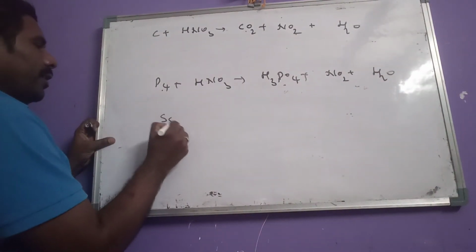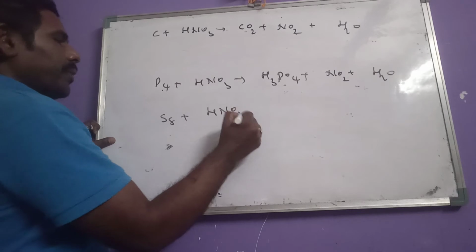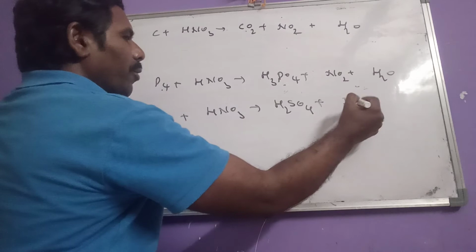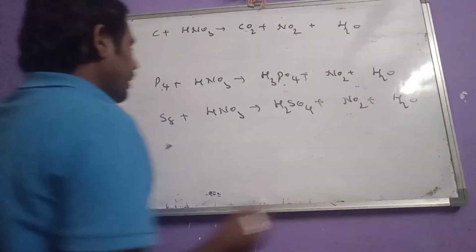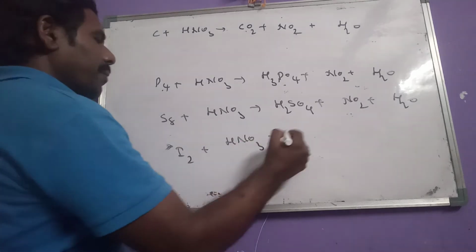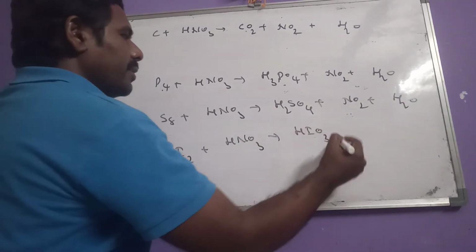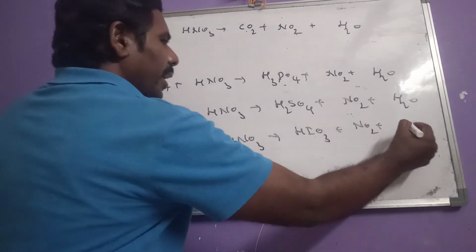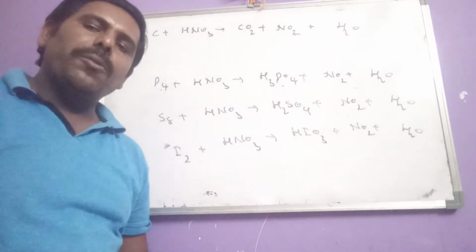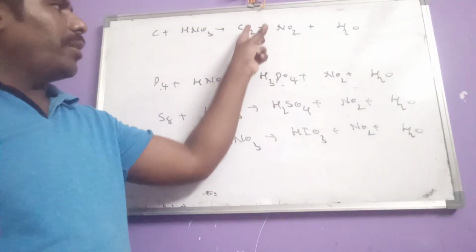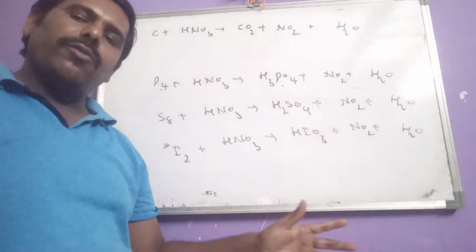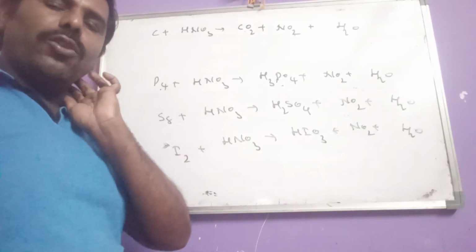And sulfur plus HNO3. Sulfur on oxidation gives H2SO4. Byproducts are same, NO2 plus H2O. And iodine plus HNO3. What is the main product? Means iodic acid. Byproducts are same, NO2 and H2O. Let us see the balancing. How to balance easily? So first we have to remember the main products. In all cases byproducts are same, NO2 and water, like that only. Now how to balance easily?